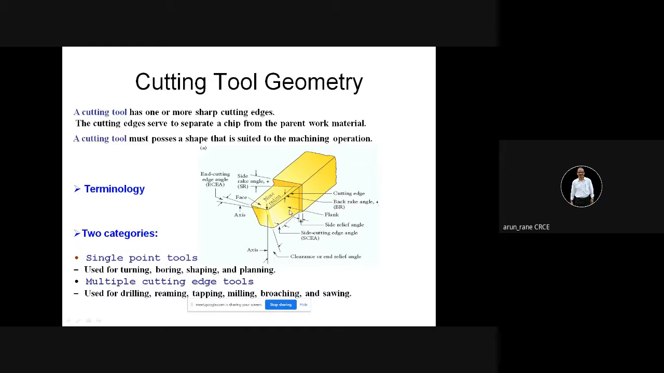So this is called the flank. This is your face. This is nose radius. And if you talk about the angles, then you have altogether 6 angles. One is your back rake angle, that is this. Then back rake angle will be seen in the front view. Then side rake angle will be seen in the side view.